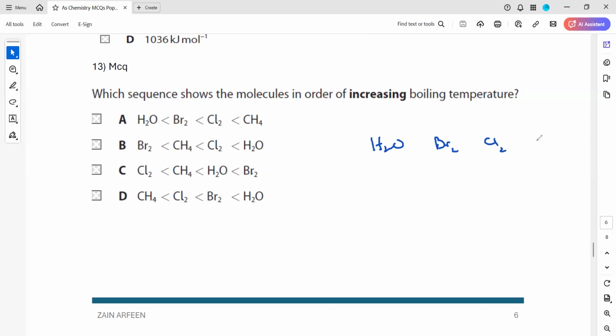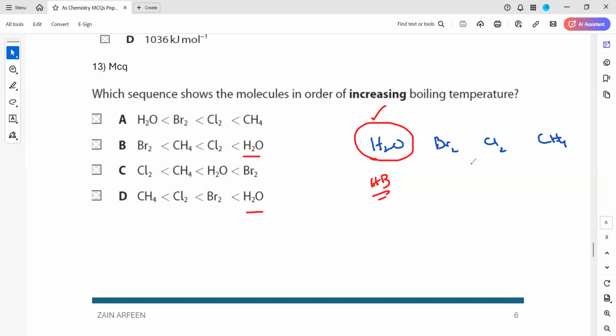and methane. So what kind of intermolecular force? H2O will have hydrogen bonds, which is the strongest type of intermolecular force. So it means we can have a rough idea that this should have the highest boiling point. So any option in which H2O is the highest one, that should be right.